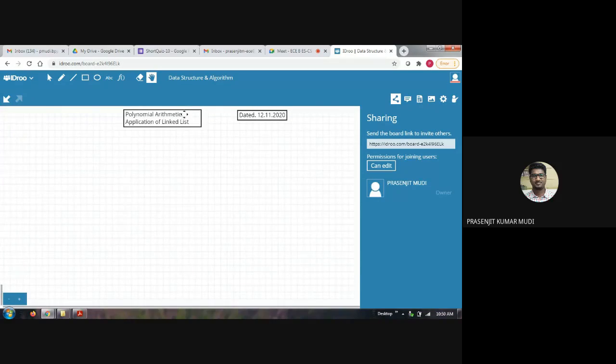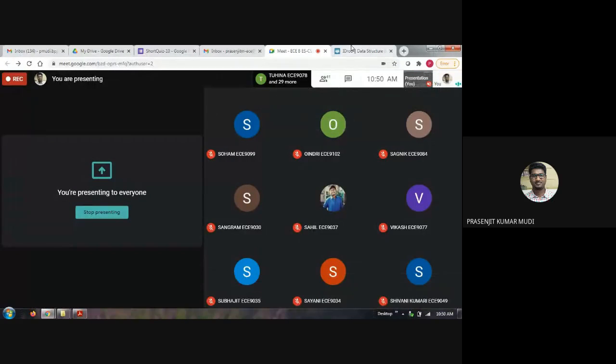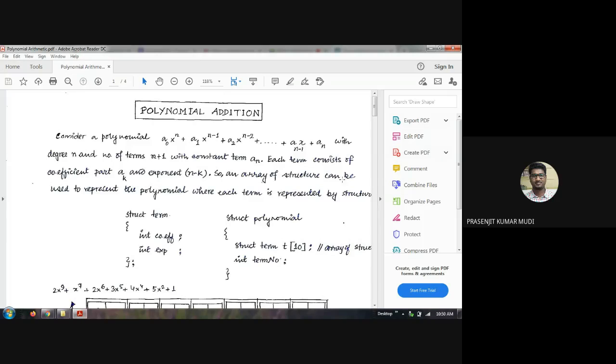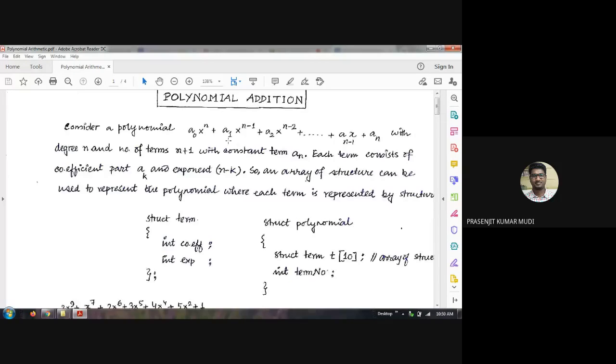So today our topic is polynomial arithmetic, which is an application of a linked list. How many students are present over here? 41, it's good. Okay, 40 students present. So please put in a bit more concentration, because it is not a difficult topic, a very easy topic, just a new topic which requires some concentration to understand.